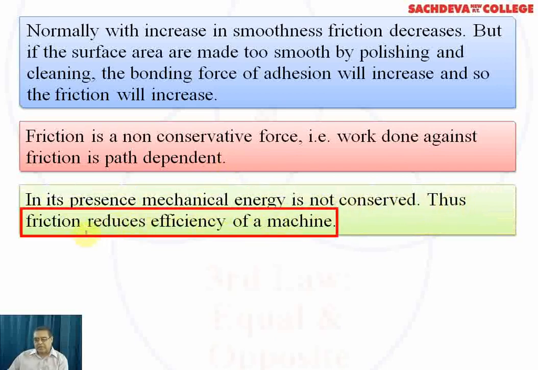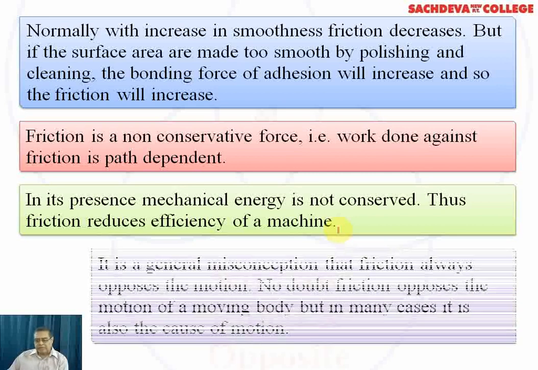Thus, friction reduces the efficiency of machines. So here we find that friction is basically a disadvantage. It reduces the efficiency of machines. So when most machines operate, we find that their efficiency is not 100%, rather the efficiency drops. That is because mechanical energy is not conserved.